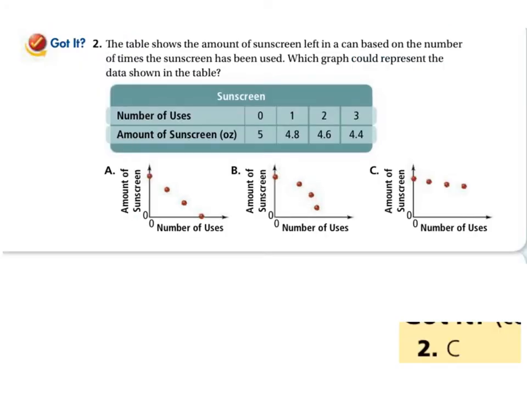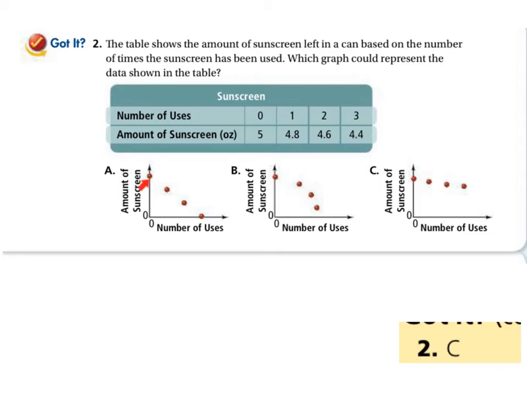Alrighty, so your second one. The table shows the amount of sunscreen left in a can based on the number of times the sunscreen has been used. Which graph could represent the data shown in the table? So again, notice, number of uses, 0. There's 5 ounces left. 1 use, 4.8. 2 uses, 4.6. 3 uses, 4.4. Notice here it's going down at a constant rate, right? 0.2 of an ounce each time. It's a constant rate. So you're going to look for a graph that's pretty much constant.